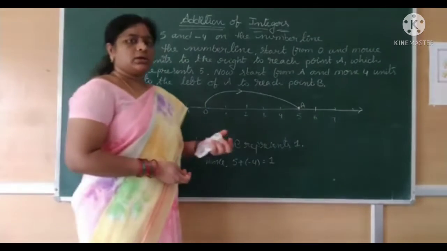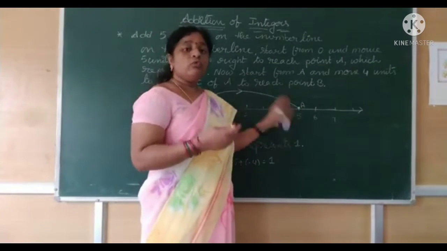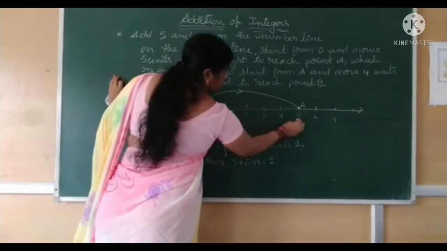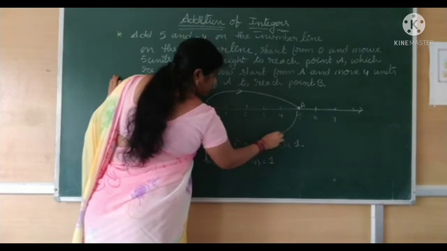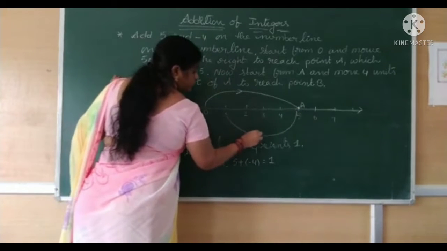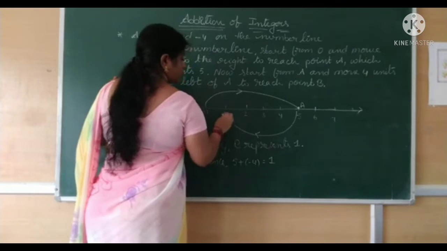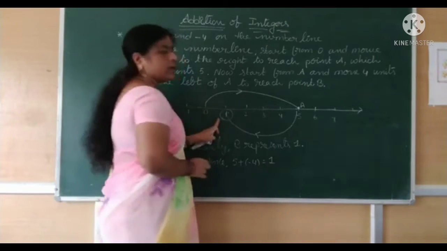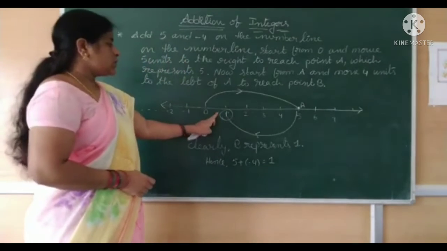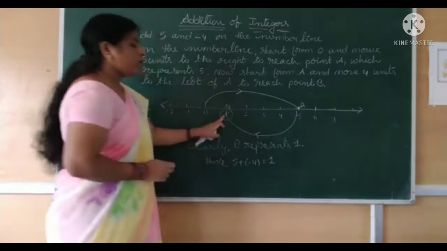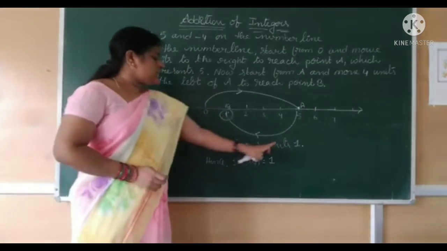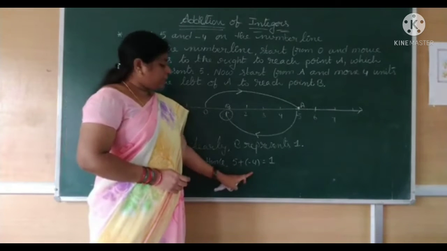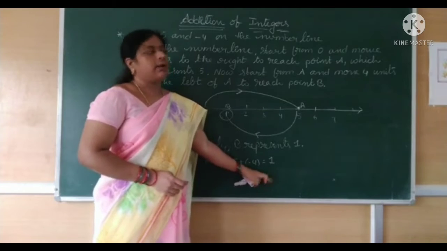Now start from A. Move 4 units to the left of A. So what is the value here? We get 1. So this is B, and B represents 1. Hence 5 plus minus 4 equals 1.